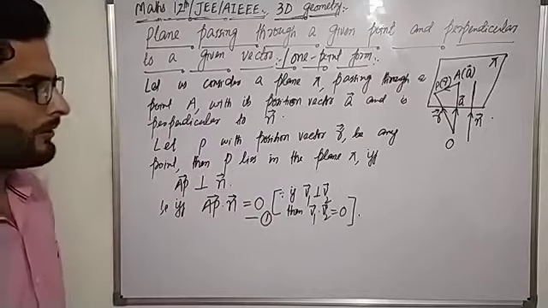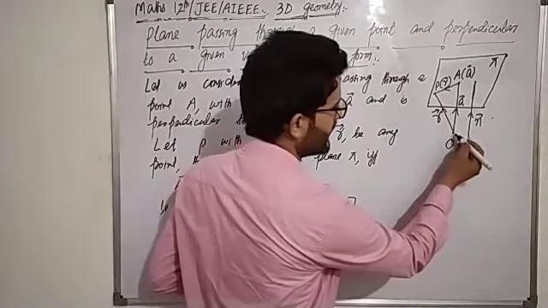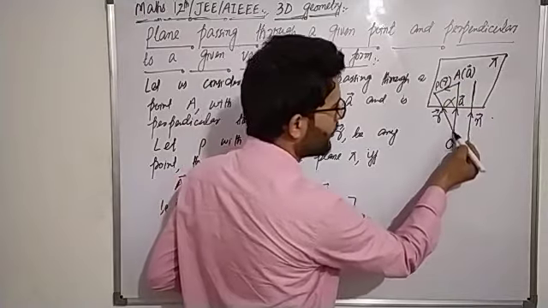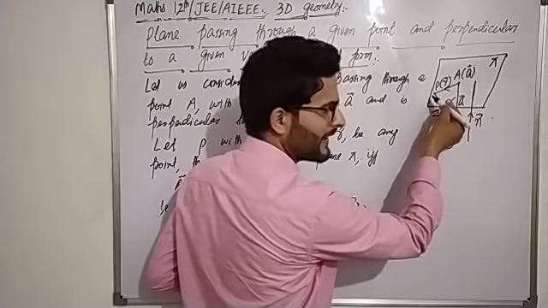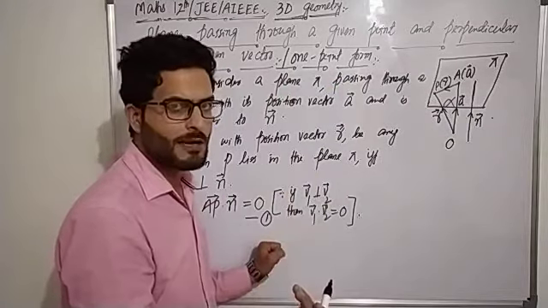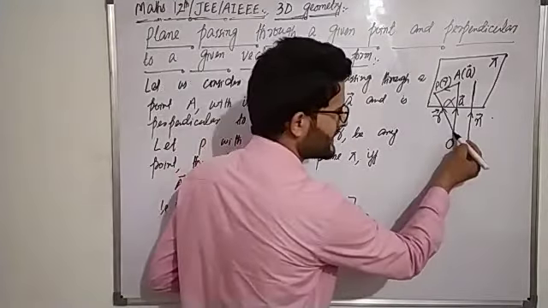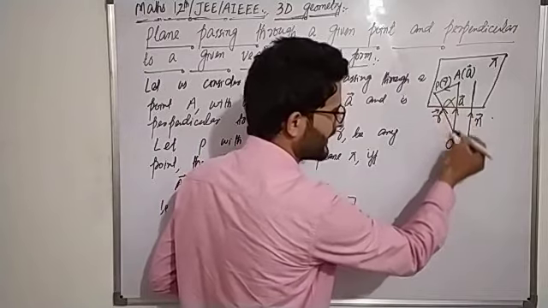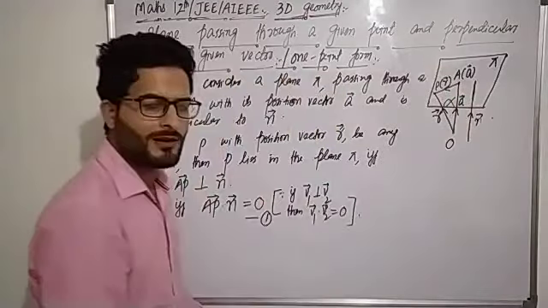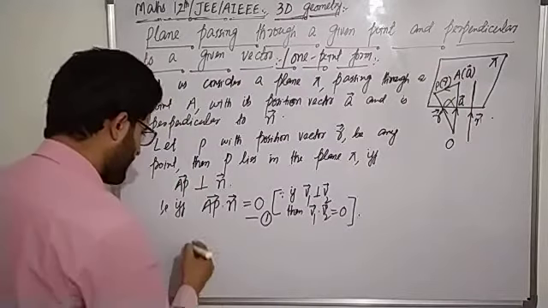Now from the figure, if we look at this triangle OAP, look at this triangle. OA vector and AP vector are two vectors represented by two sides of a triangle taken in the same order. Then their sum must be represented by the third vector, that is OP vector. So OA vector plus AP vector must be equal to OP vector by the triangle law.